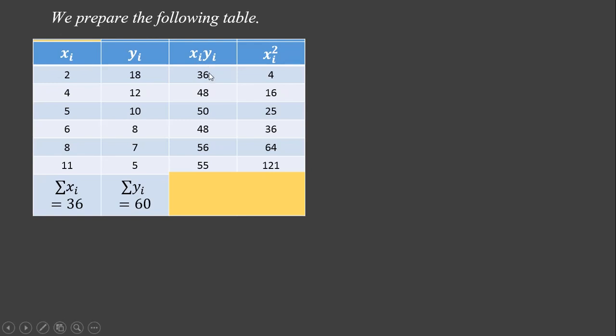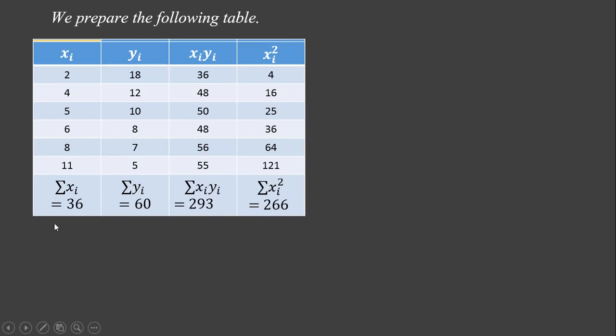Now we require summation xi yi. That means addition of all the entries in this column. We write summation xi yi here. So adding all these values, we get summation xi yi is equal to 293. Again we require one more term, summation xi square. Adding all the entries in this column, we get summation xi square is equal to 266.